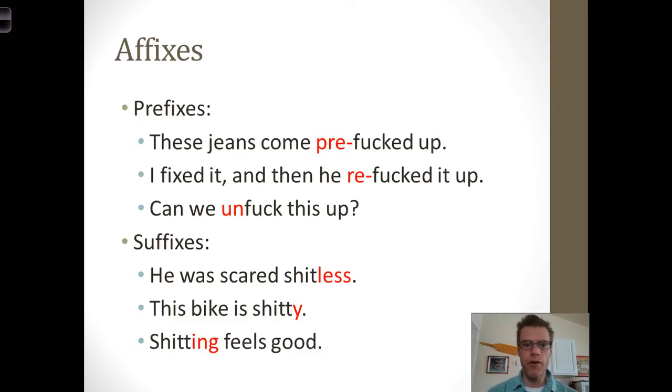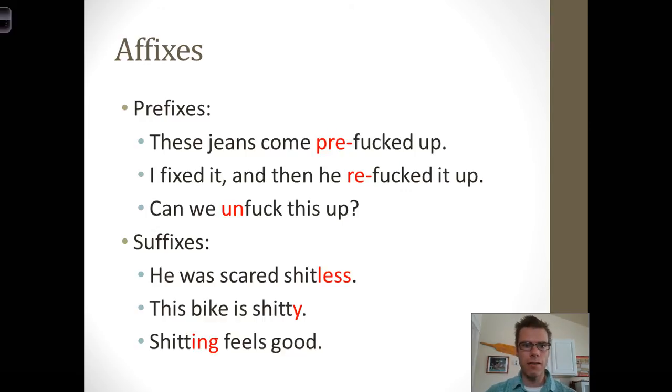Suffixes come on the other end. So suffixes are these bound morphemes that attach to the end of a word instead of the beginning of a word. So he was scared shitless. That less there is a suffix. This bike is shitty. That y is a suffix. Shitting feels good. That ing there is a suffix. All right, now that I expect is review for you.